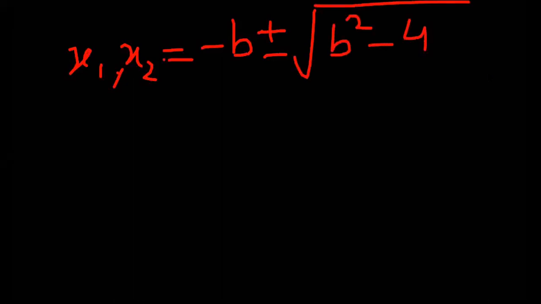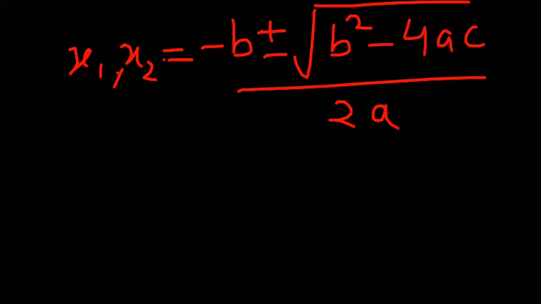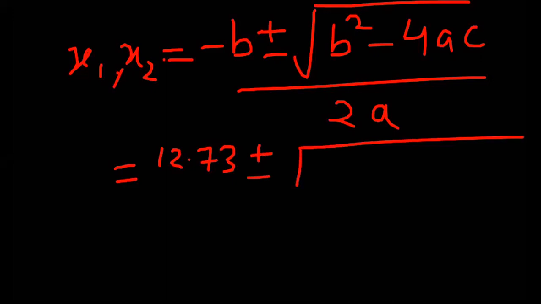So you can say that x1, x2 is equal to minus b plus minus under root of b square minus 4ac, divided by 2a. Just put the value of b: b is minus 12.73, so minus into minus will be plus, so 12.73 plus minus under root b square, that is minus 12.73 square, and that will be 162.05, minus 4 into 1 into c, that is minus 954.